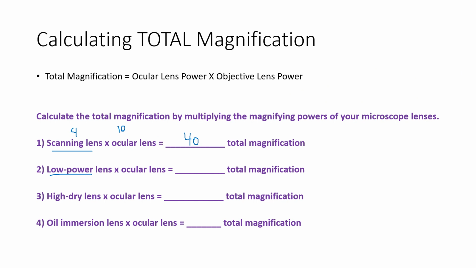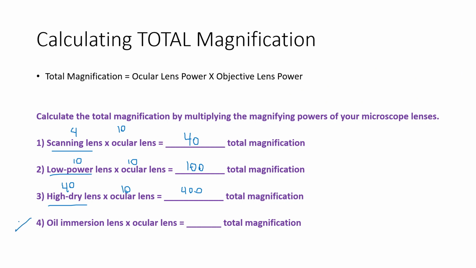Now, if the low power objective lens is in place, that we said was 10 times the magnification, you're going to multiply that by the ocular lens, which is 10. So the total magnification when looking through the low power lens is 100. That's all you would put on your test, just 100. Now, if the high dry lens is in place, that is 40 times the magnification multiplied by the ocular lens, which again is 10. These numbers are on the microscope, so you don't have to remember them. You just have to remember high dry is 40. This would be 400. So if it's on the high dry lens, you're magnifying that image 400 times.